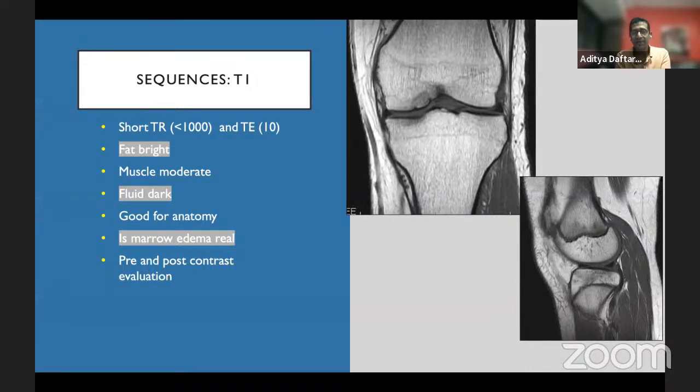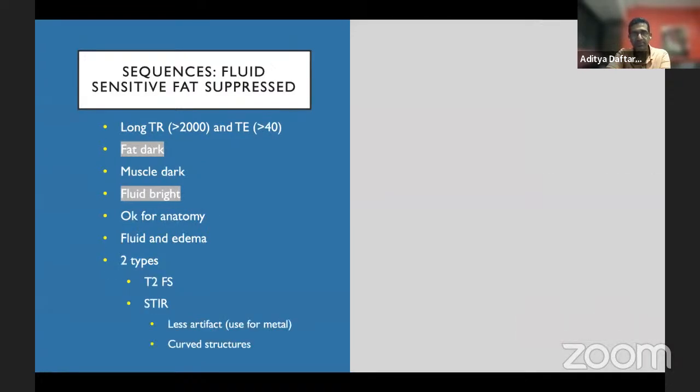These show you anatomy relatively well. And they are useful because when we use contrast imaging, then they are the only sequences that we can really use to assess whether there is contrast enhancement. So T1 weighted sequence is something we do not use very often in internal derangement imaging. Very helpful when we are looking for bone edema per se. And it's also very helpful when looking at tumors, post-contrast, and infection evaluation.